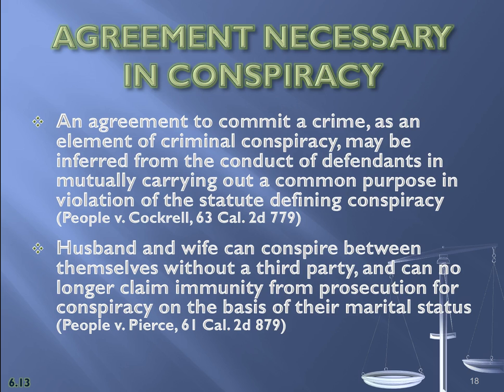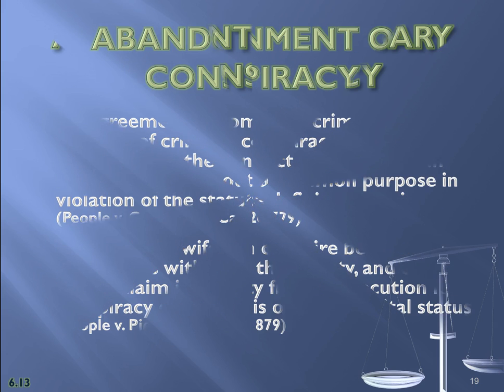And then a change. One last thing as we finish up here, an interesting change. Husband and wife can conspire between themselves without a third party and can no longer claim immunity from prosecution for conspiracy based on their marital status. This wasn't like this before. So this is new. This has changed. Before, they could always claim that there was a husband-wife relationship and claim immunity from that. Now the husband and wife can conspire between themselves without a third party and can no longer claim immunity from prosecution for conspiracy on the basis of their marital status.